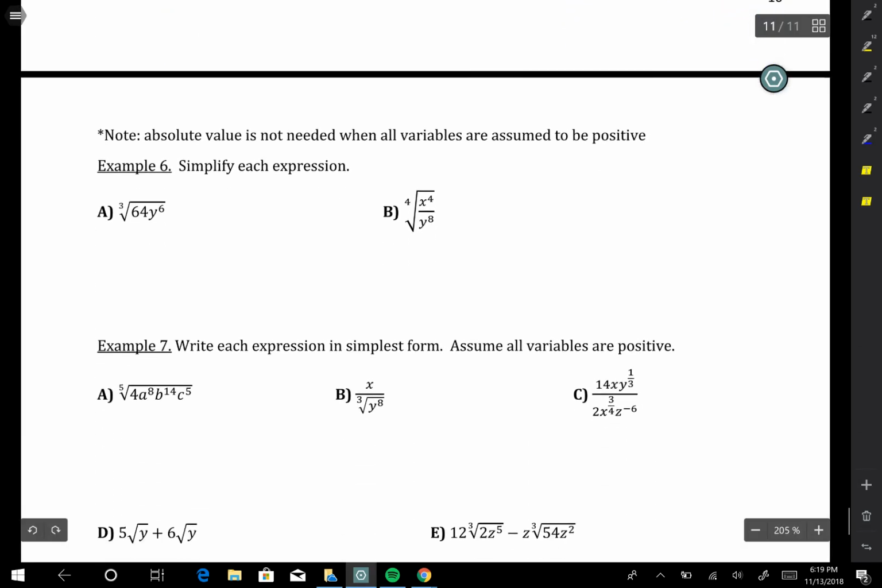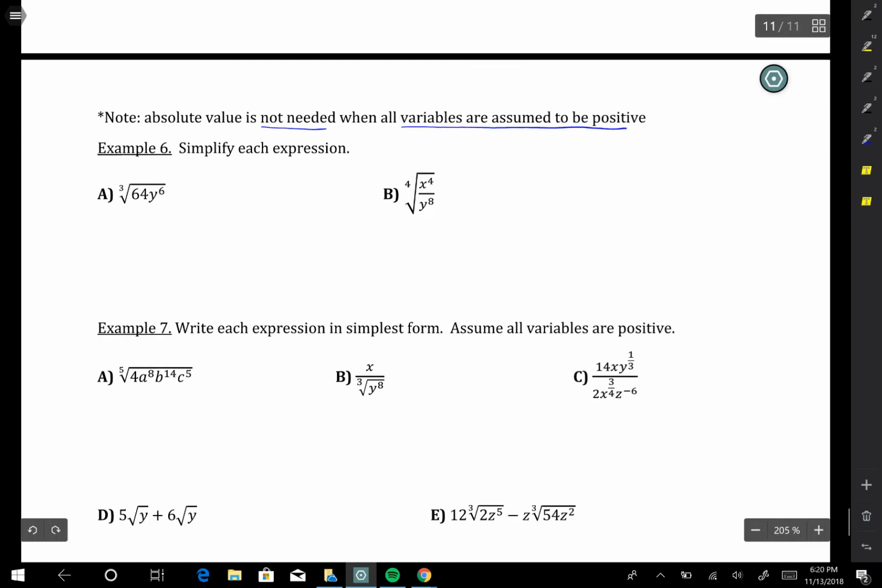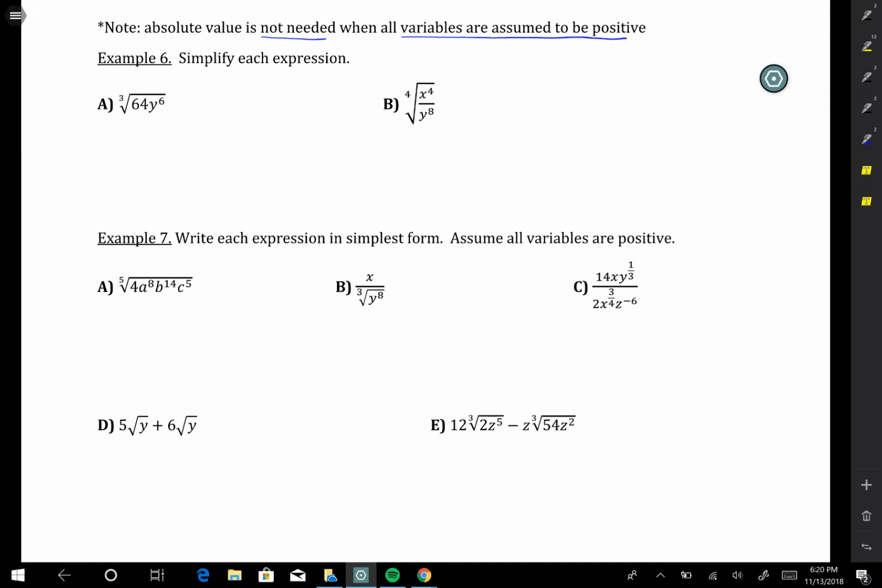One thing I want to note right here is that the absolute value is not needed when it says that the variables are assumed to be positive. And we'll see that in some of our directions. But first, let's look at example 6.